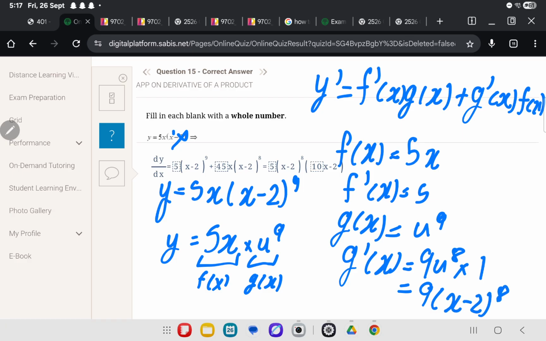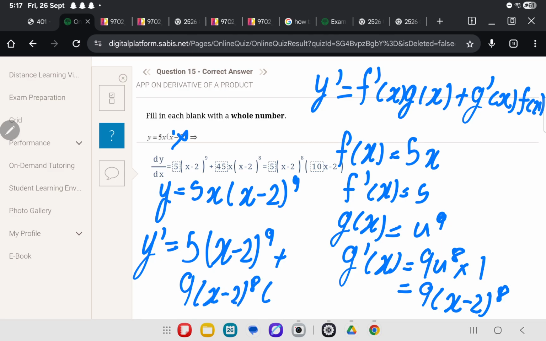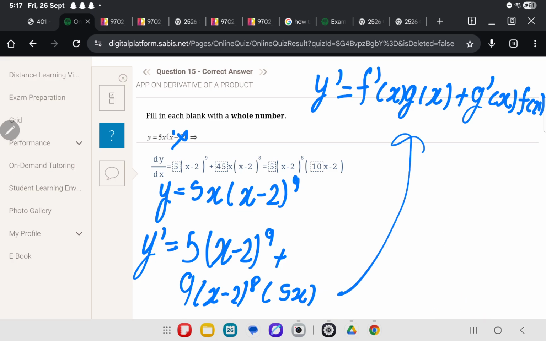Okay, this is essentially what I have to work with. Now I can easily apply the product rule. So 5 into f prime of x into g of x. g of x is u to the power of 9, which I'm just going to write as x minus 2 to the power of 9, plus g prime of x, 9 into x minus 2 to the power of 8, multiplied by f of x, which is 5x. Now I can get rid of all of this, so I have more space to work with. I just applied this.